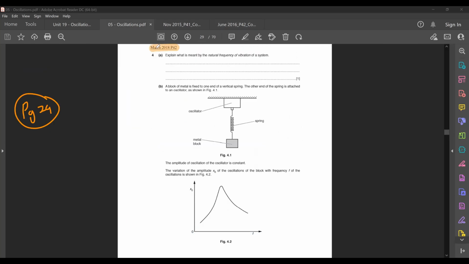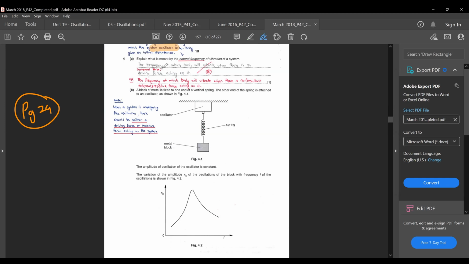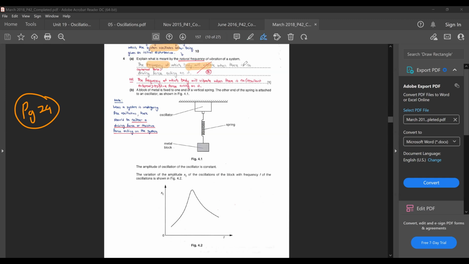Okay, this one is March 2018 P42. So what is meant by natural frequency of vibration is the frequency at which a body will vibrate when there's no external force acting on it. The marking scheme actually gave two different variations. They say the frequency at which the body will vibrate when there's no driving force acting on it, or the frequency at which an object will vibrate when there's no resistive force acting on it.